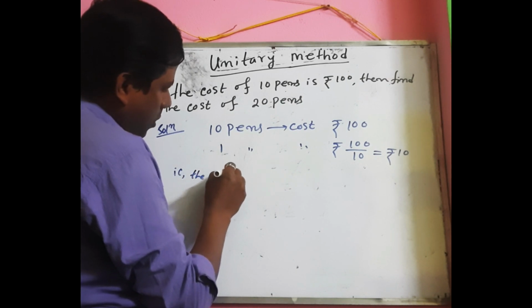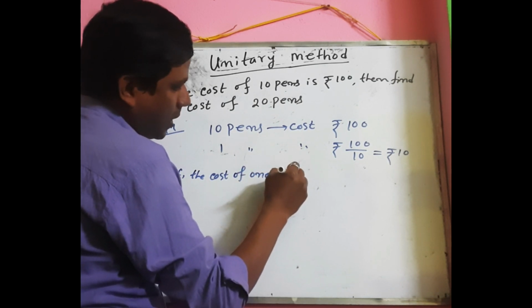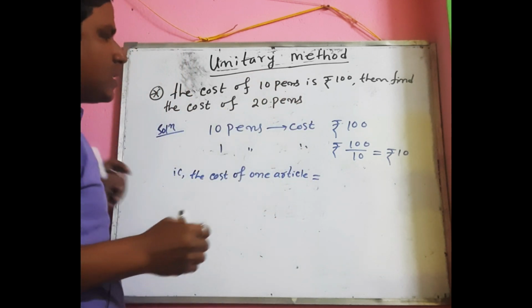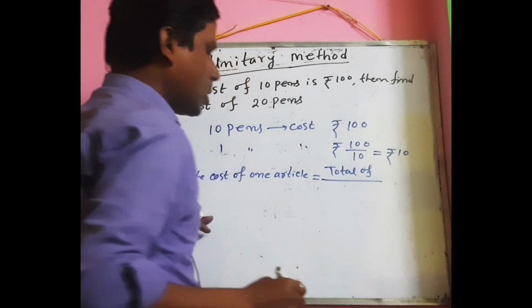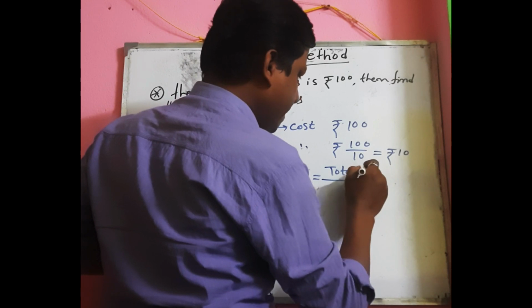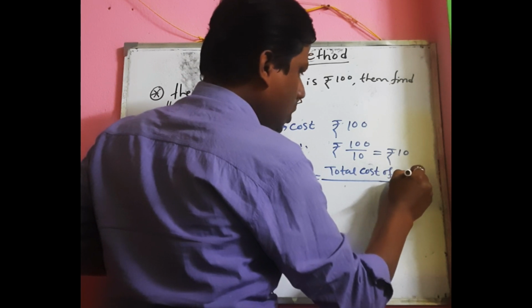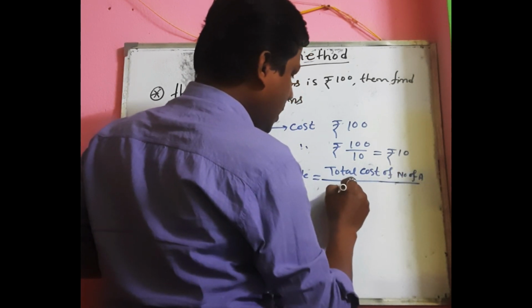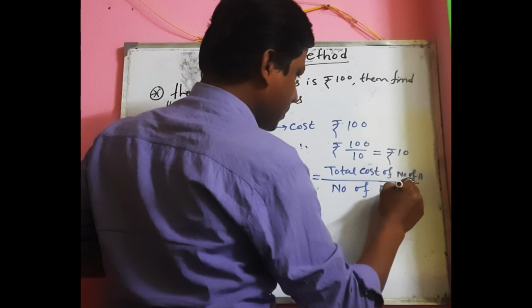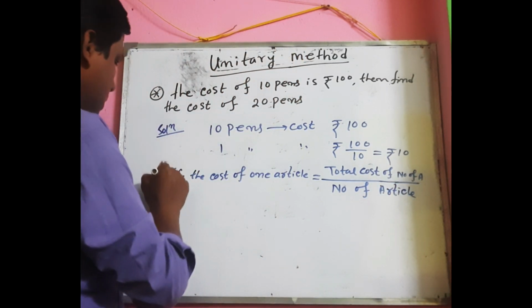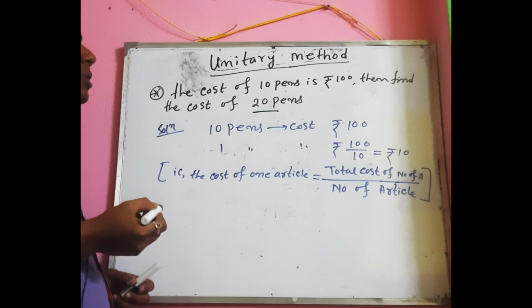The cost of one article is equal to the total cost of articles divided by the number of articles. This is the formula.